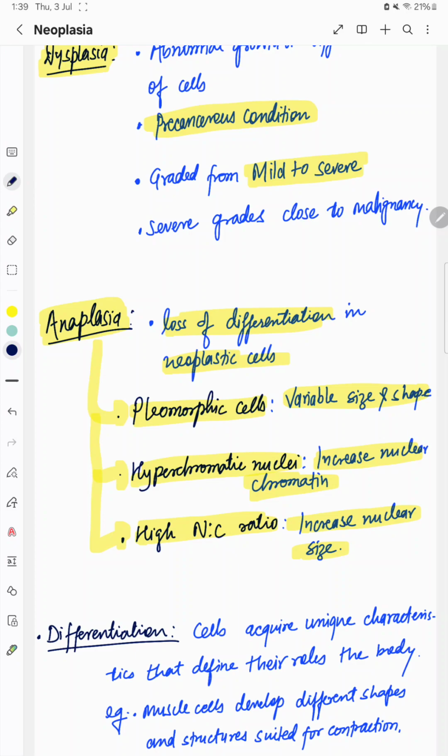So for understanding, we can see cells of variable shape and size with a high NC ratio, meaning the size of the nucleus is increased from the normal, and hyperchromatic nuclei, increased nuclear chromatin due to the increased cell division and increased proliferative index of the cell.